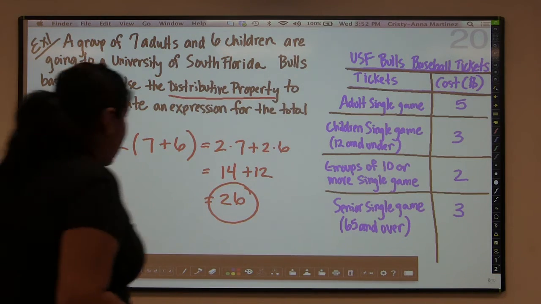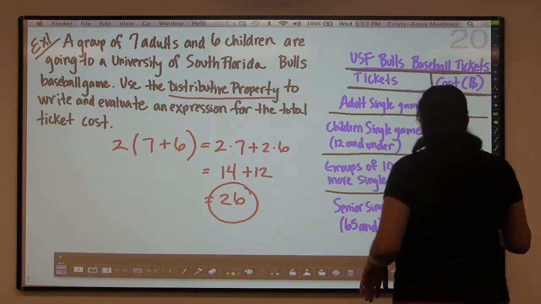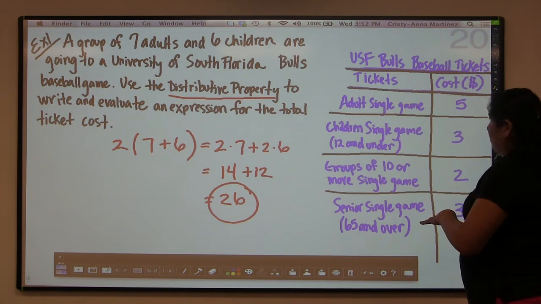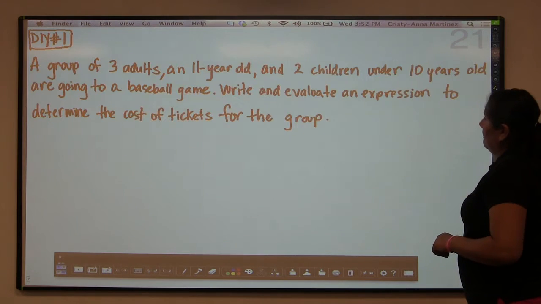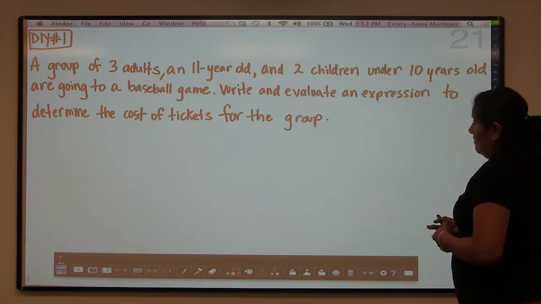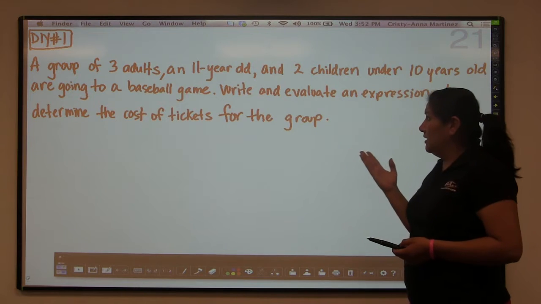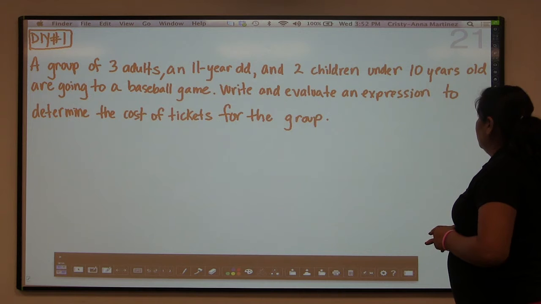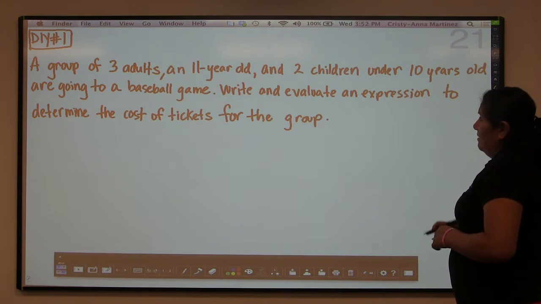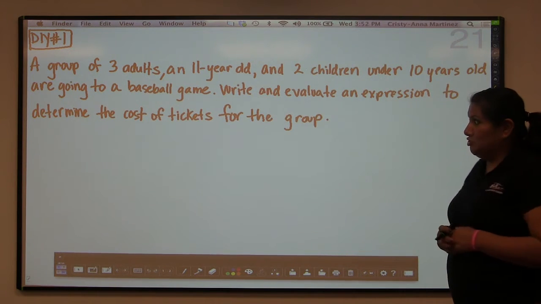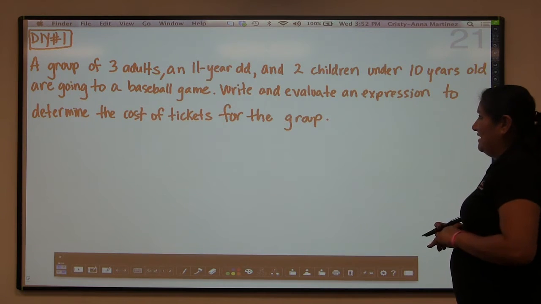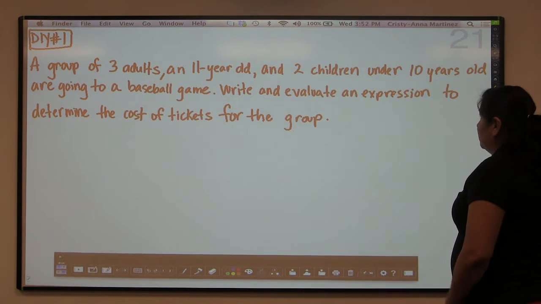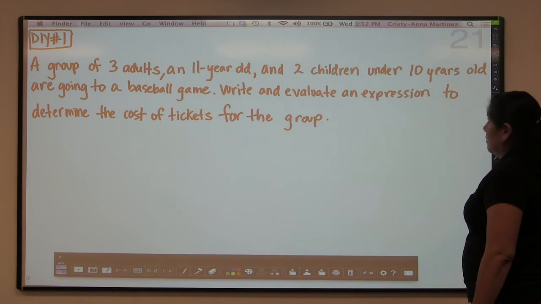So what I would like for you to do now is use the same chart. Hopefully you wrote that down, or if you didn't, you need to write the chart down, because here we have another scenario where you have 3 adults, an 11-year-old, and 2 children under 10 years, and same idea. You want to use the distributive property to write and evaluate an expression that determines the cost of the tickets. So this is your do-it-yourself problem, and you can do that in your notes.